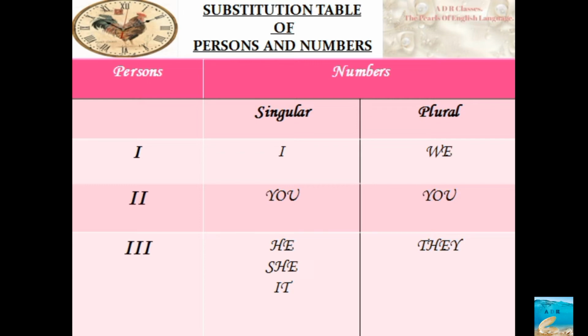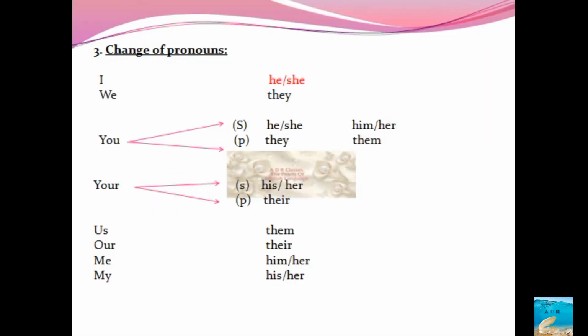So, first person singular I becomes he or she. First person plural becomes they. Second person singular becomes he or she. For the subject place it is he or she, and for the object place, it becomes him or her. When we talk about active and passive voice, we need to understand that I write a letter is written by me. He writes a letter is written by him.